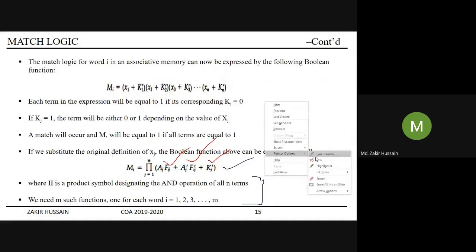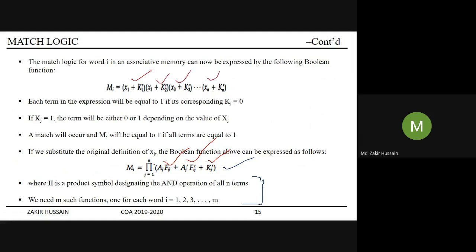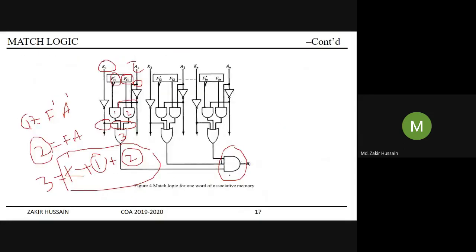Let me take a pen here. This one is nothing but your product, you are performing multiplication. Multiplication is nothing but an AND gate. This is AND. This is the match logic. Is that clear? Yes, sir. Okay.